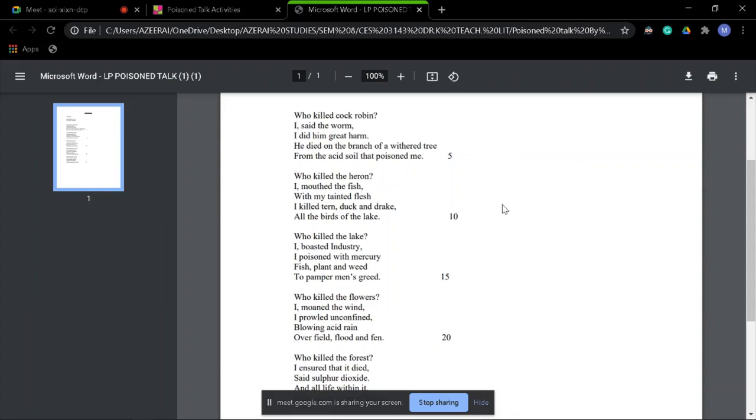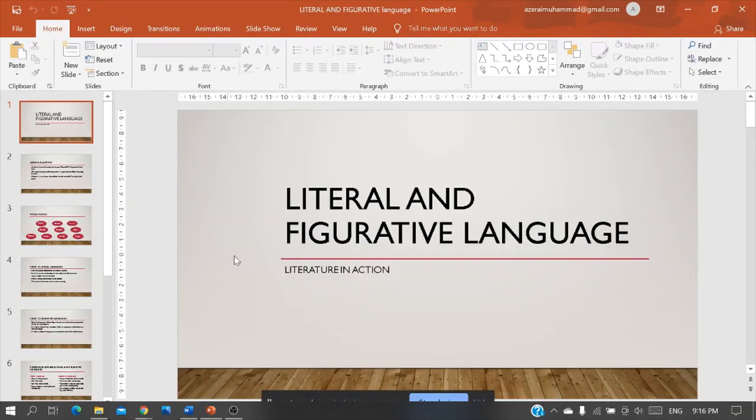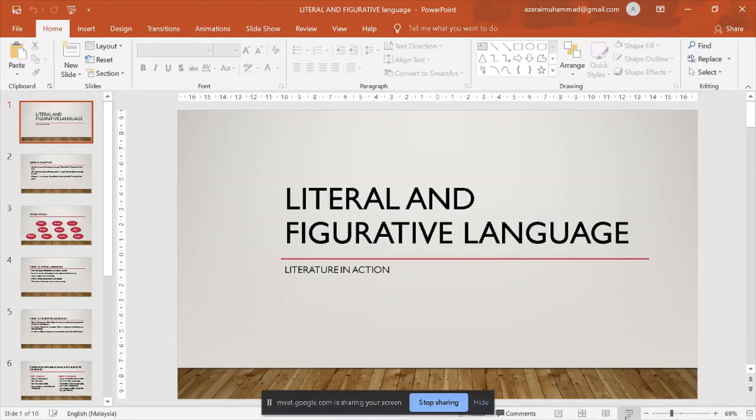Do you remember what we learned last week regarding the poem? Figurative language. Last week we learned about literary device. Yes, correct. Very good everyone. Now let's move on to the lesson today. Today I'm going to introduce to all of you literal and figurative language.